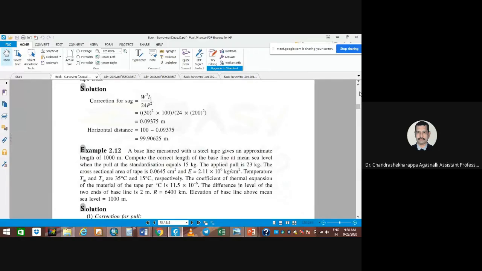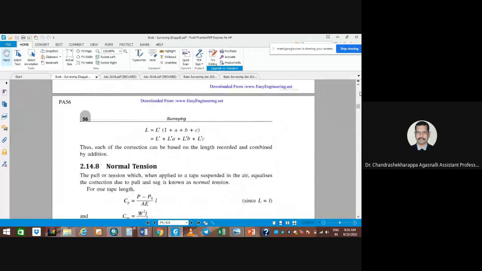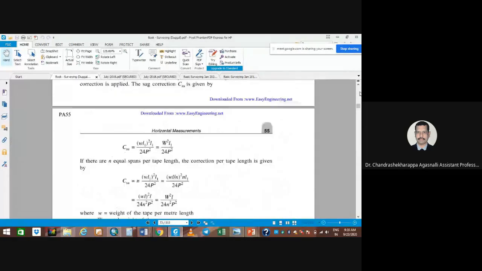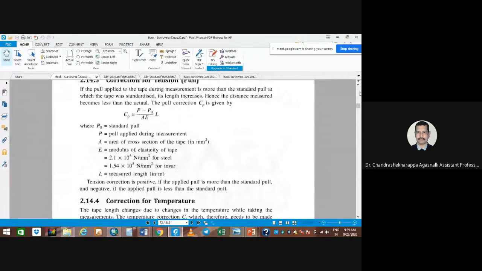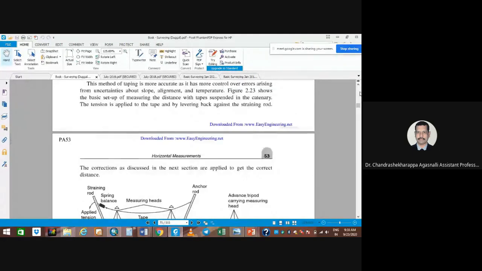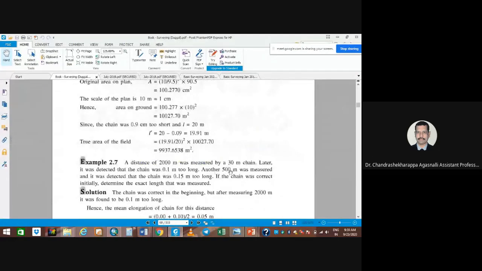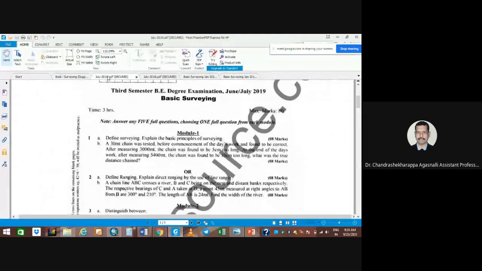That's not this one. This is a temperature correction one. This is also temperatures. Okay, I think now, yeah, here is that.